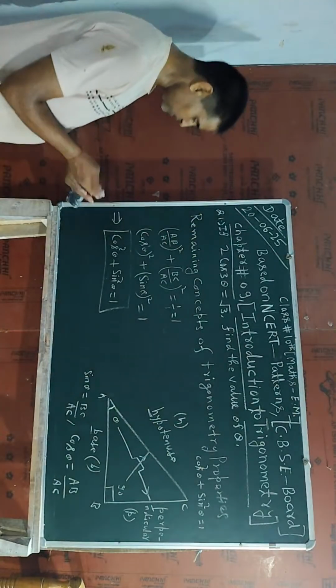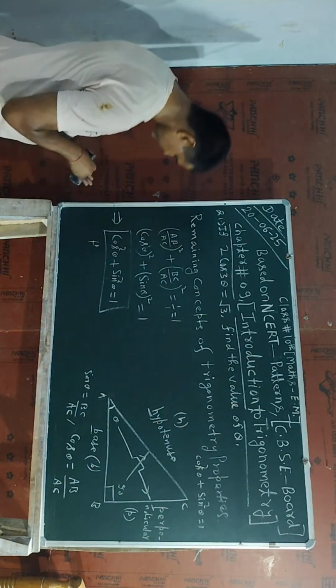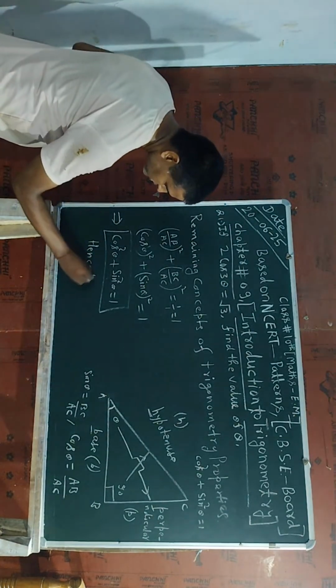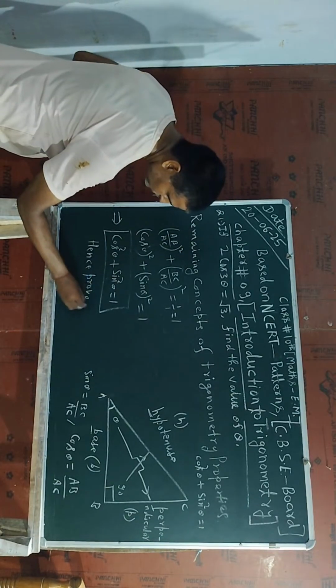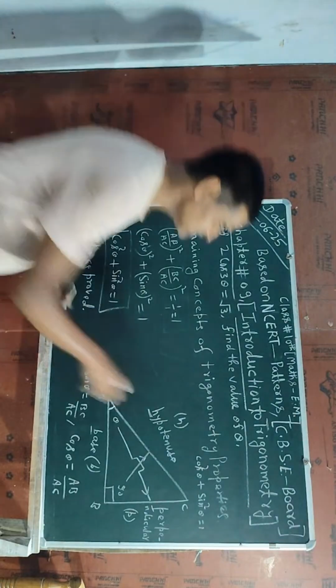Therefore I have proved here. So I will write here hence proved. Hence proved. I will write hence proved. Okay. This is one method for proving this identity.